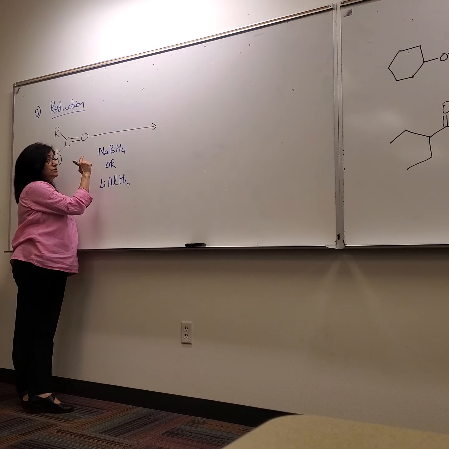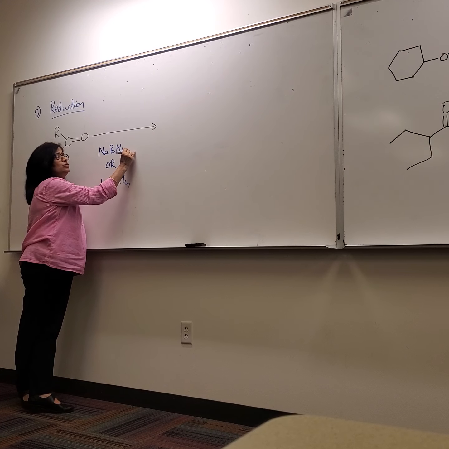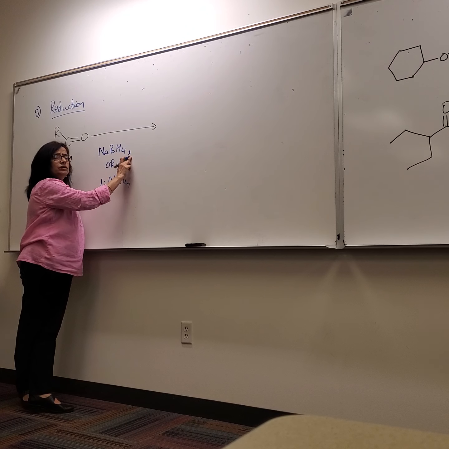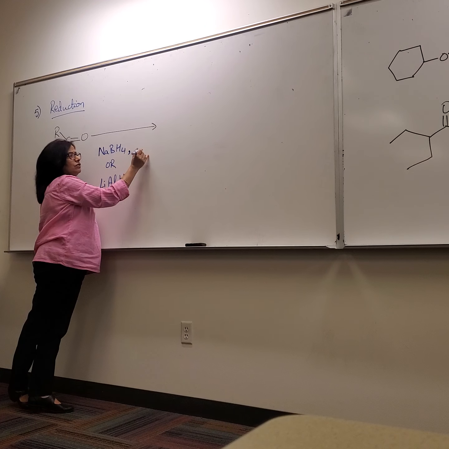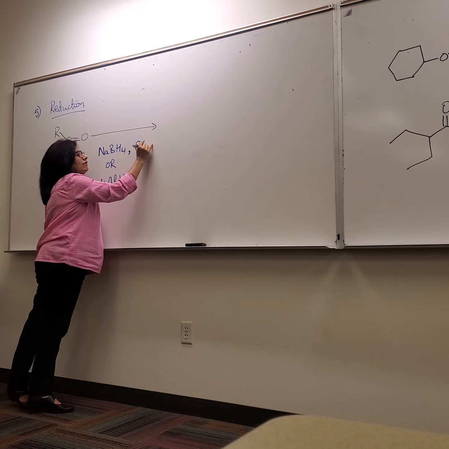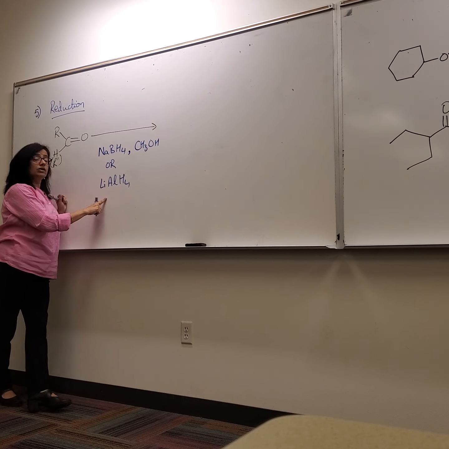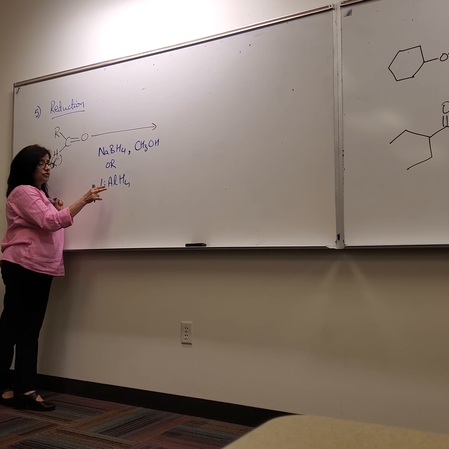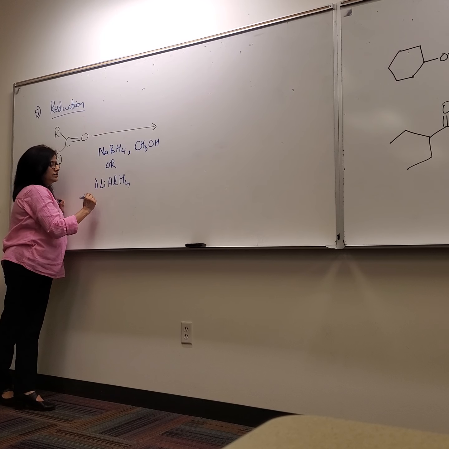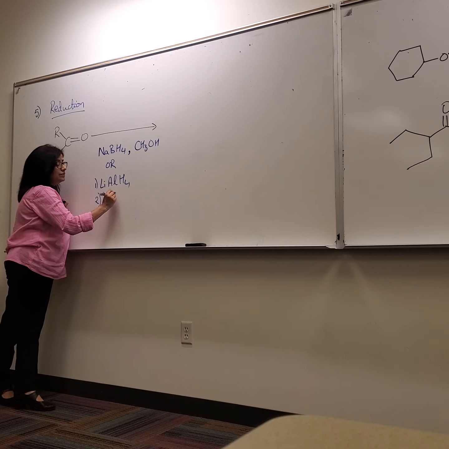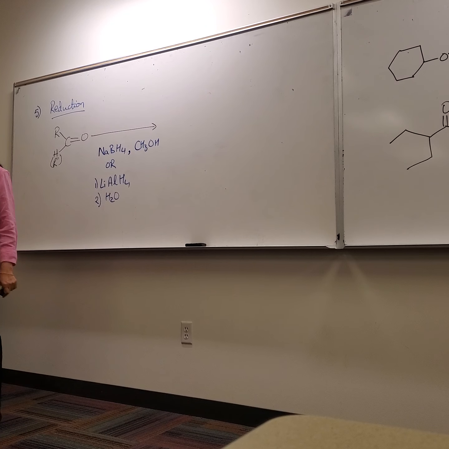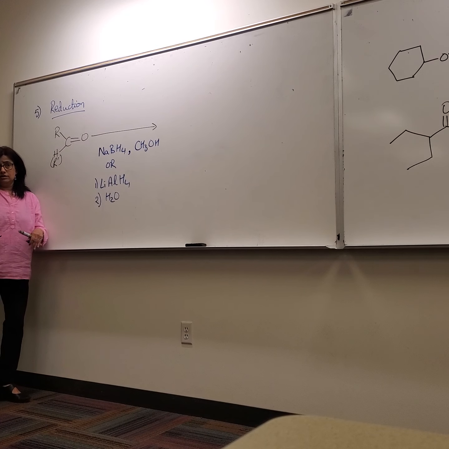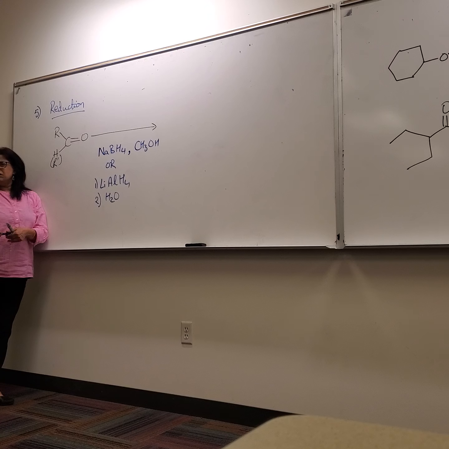If you are using sodium borohydride, what is it used with, generally speaking? Generally, methanol or ethanol as the solvent. And what about LAH? Do we use the same for LAH? No. That's a two-step process because LAH, being a very strong reducing agent, should not be used with anything protic, so we have to bring a protic source later on as a separate step. Does everybody remember that?